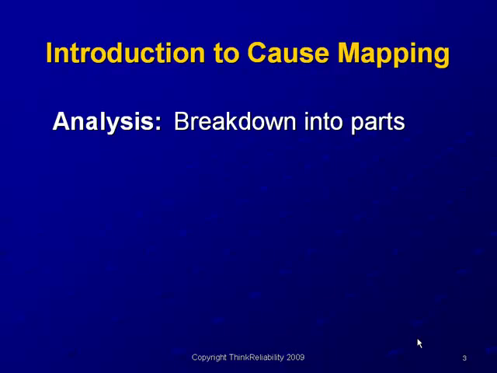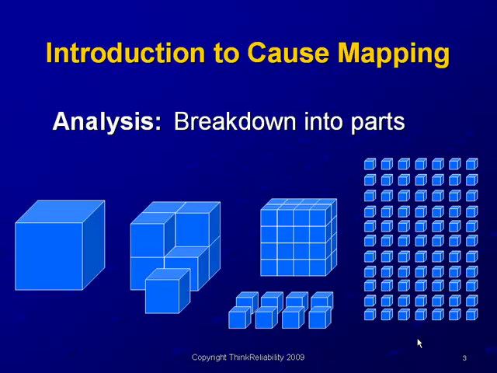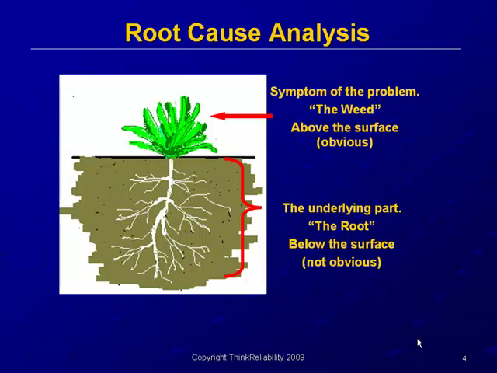First point we like to cover in the cause mapping method is the definition of the word analysis. It means to break down into parts. You can analyze a problem, which is made up of causes. You can analyze a process, which is made up of steps. Root cause analysis is a buzzword in many organizations, and it means a method to find the root cause.